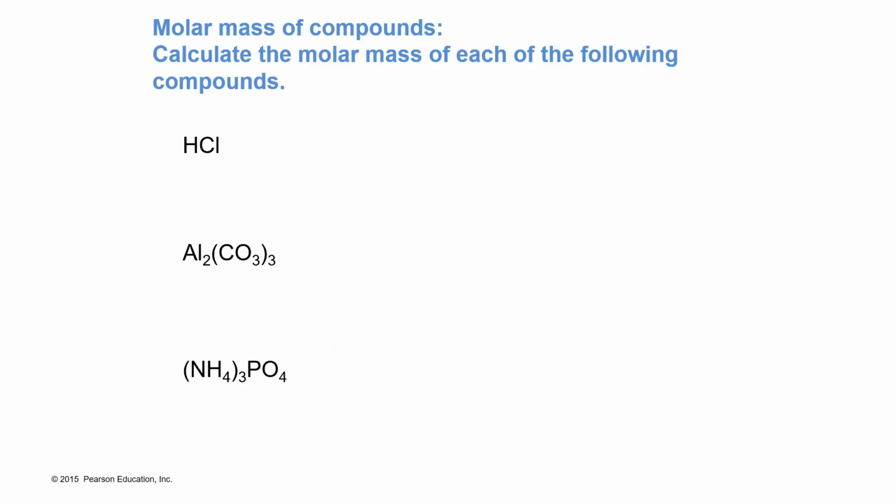So I'm going to go through the first one, and then I'm going to let you guys work on the next 2. Calculate the molar mass of each of the following compounds. So we have 1 hydrogen and 1 chlorine. So this one should be relatively easy. So we have the hydrogen, the chlorine, and then we're going to add those together.